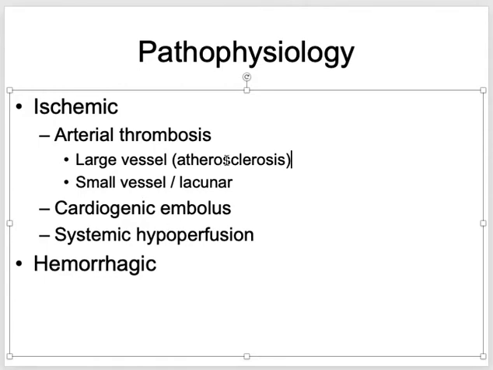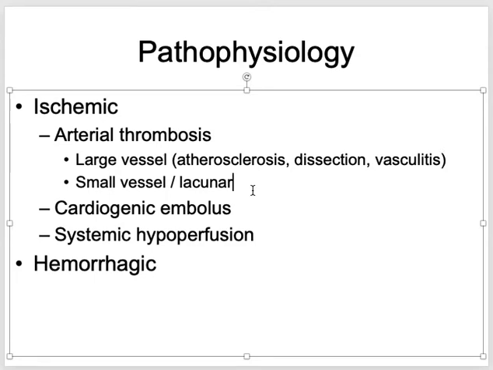I'm sure you know what that is. By the way, this is the most common one, but okay, there could be dissection of the vessel. There could be vasculitis. Vasculitis means there is inflammation of the vascular lining, and due to that, it is going to cause thrombus formation there.